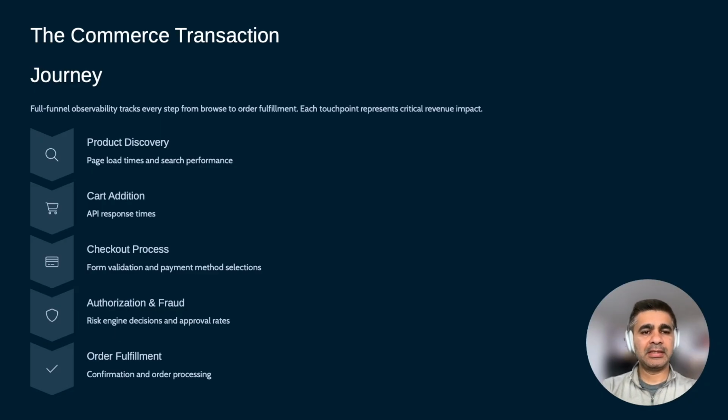Next is cart addition. The customer decides they want something and adds it to the cart. We monitor API response time here because if the add to cart button doesn't respond quickly, customers will assume it's broken and leave.